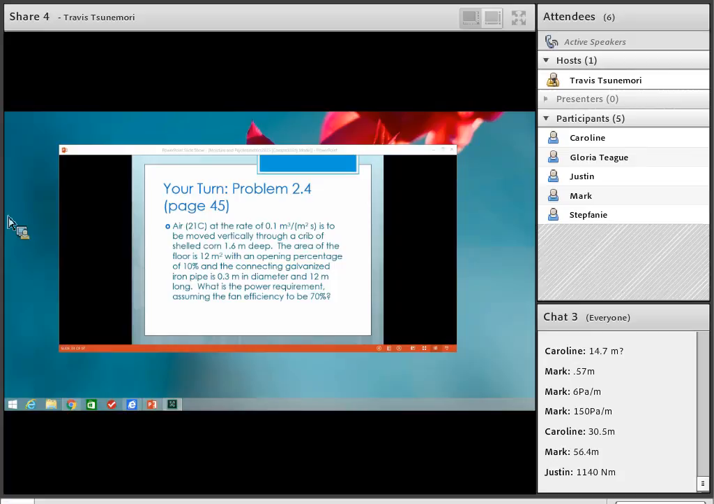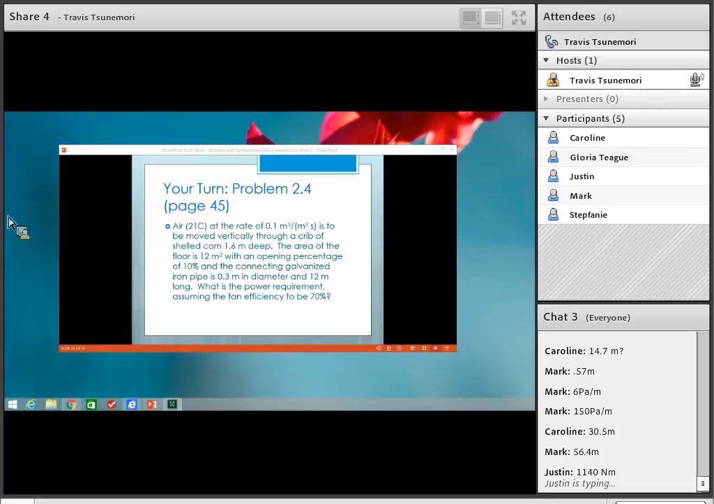1140 Newton meters. That's really close. Your units are off by a second. So it should be Newton meters per second. And a Newton meter is a joule, right? And joules per second equals watts. So you've got watts.